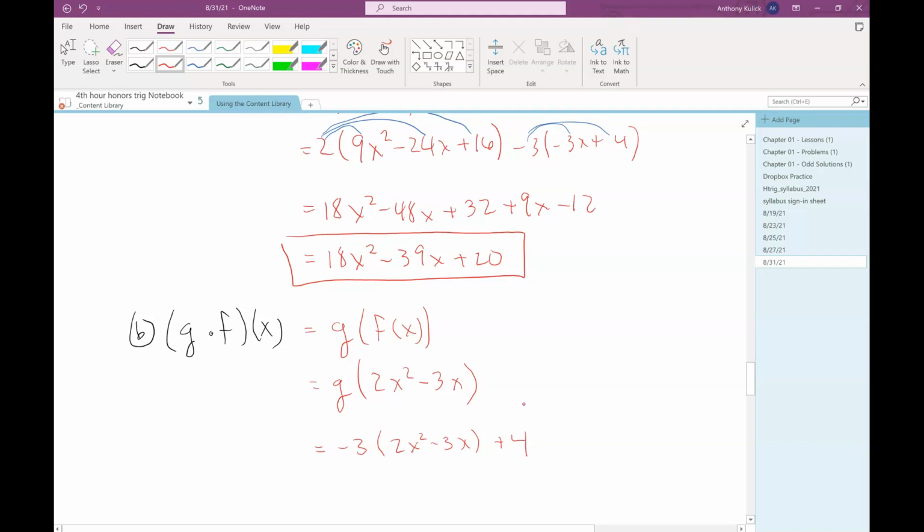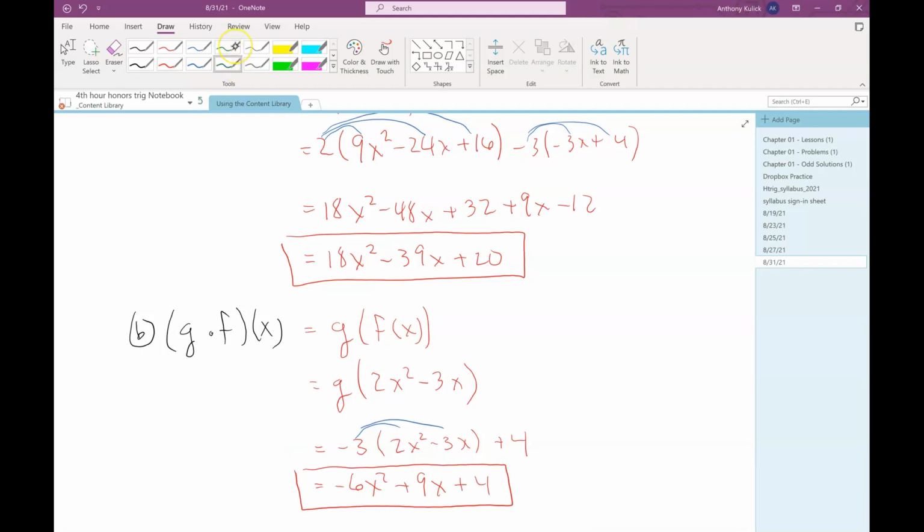We just have a little bit of simplifying to do. Much less than the previous problem, though, right? So here, all I need to really do is distribute through, and then there's no like terms to combine. So I am done there. So far, so good.